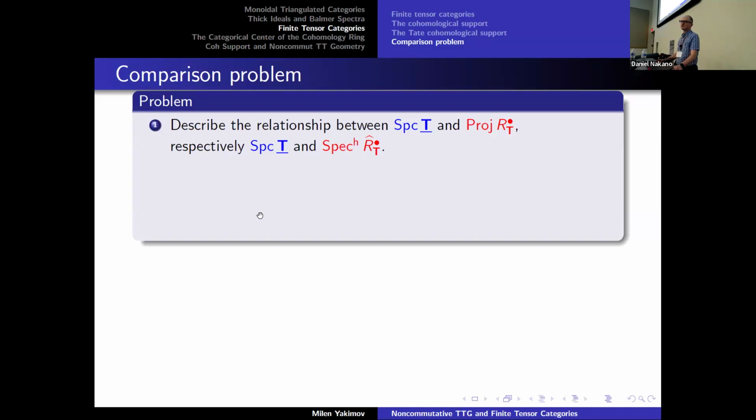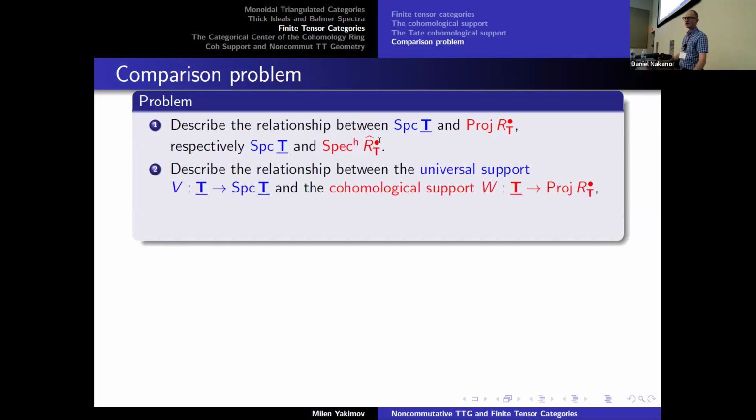Respectively, we can ask the question, what's the relationship between the Balmer spectrum of the stable quotient of T and the homogeneous spec of R hat, the Tate cohomology ring? Not only do we have topological spaces, but we also have corresponding support maps. So we can continue the question, what's the relationship between the corresponding support maps?